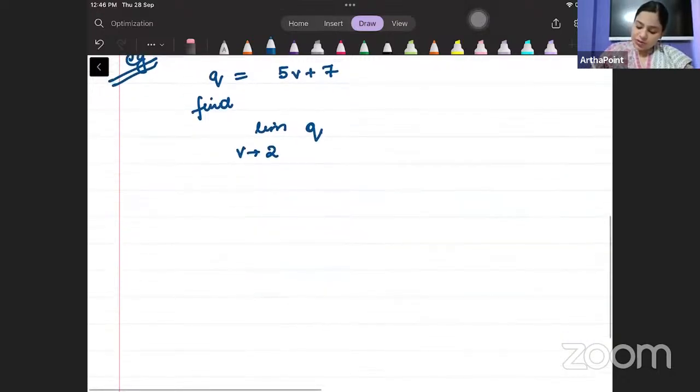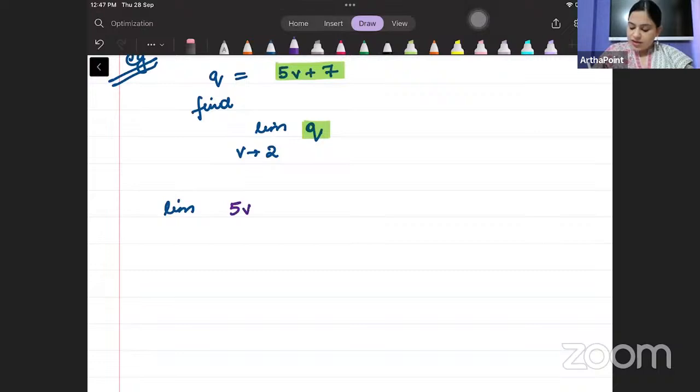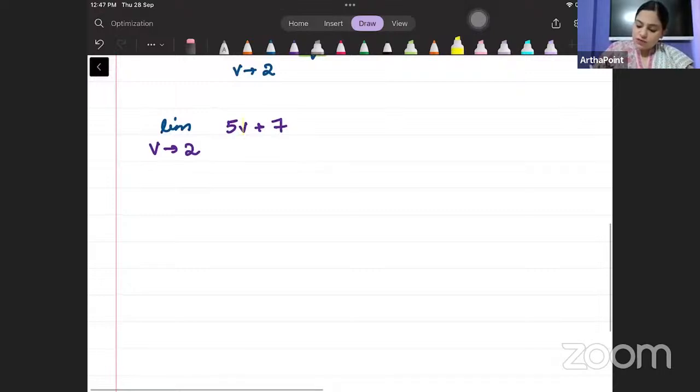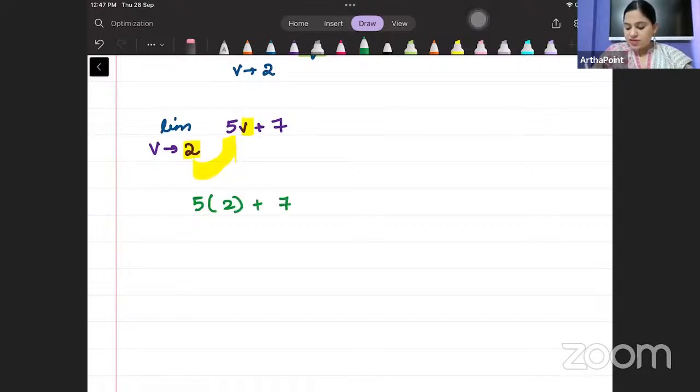तो क्या करोगे बेटा? Limit, instead of Q you will write 5V plus 7, and V will approach 2. Then beta what will you do? Instead of V you will just put 2. तो क्या हो जाएगा? 5 into 2 plus 7. So beta this will be 17. And that will be the answer to this question. क्या answer हो जाएगा इसका? 17. Right beta? Okay, let's take the next question now.